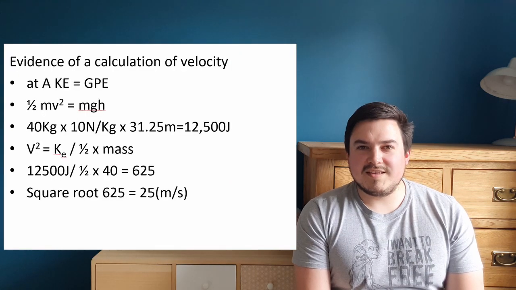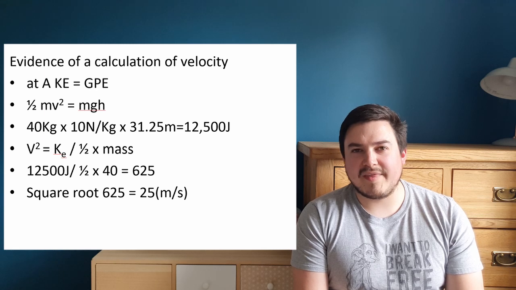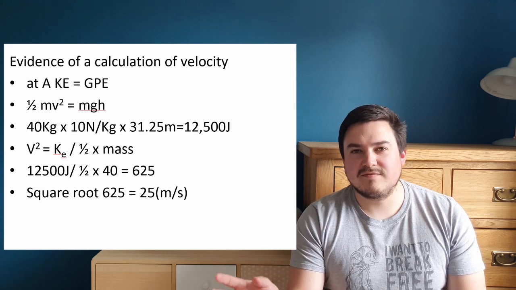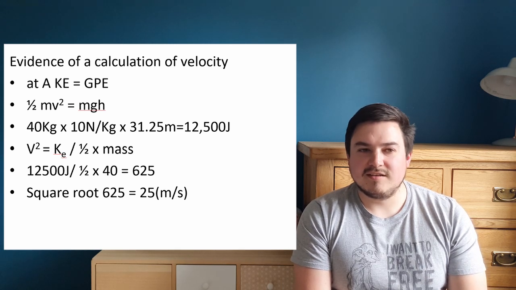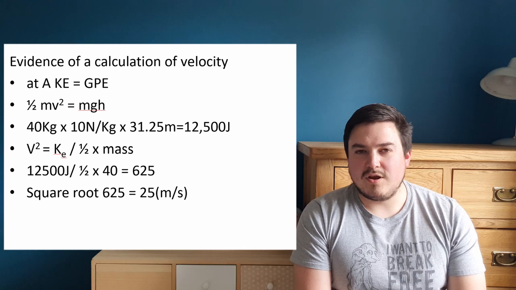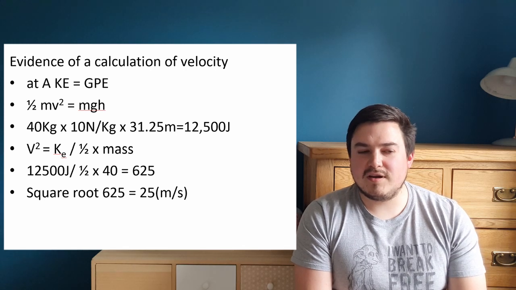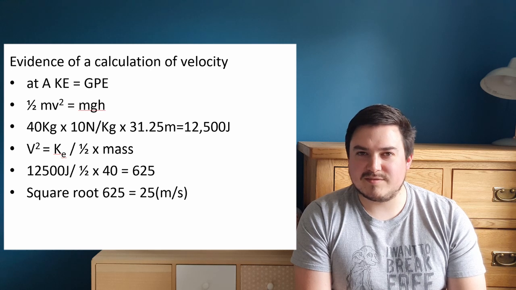The other way of doing this is first of all working out how much gravitational potential energy they have, and then from that working out how much velocity they have. So we'd need to do the mass times the gravity times the height. We know the mass is 40 kilograms. We know the gravity is 10 newtons per kilogram. We know the height is 31.25. This should give us an answer of 12,500 joules for how much energy they have at this point.